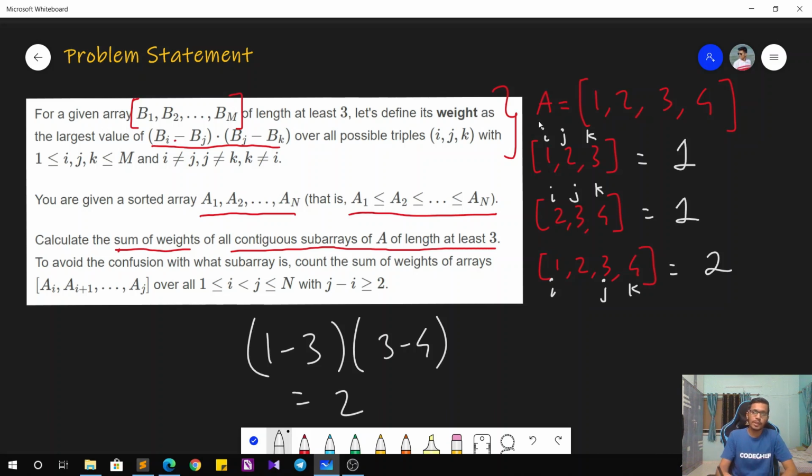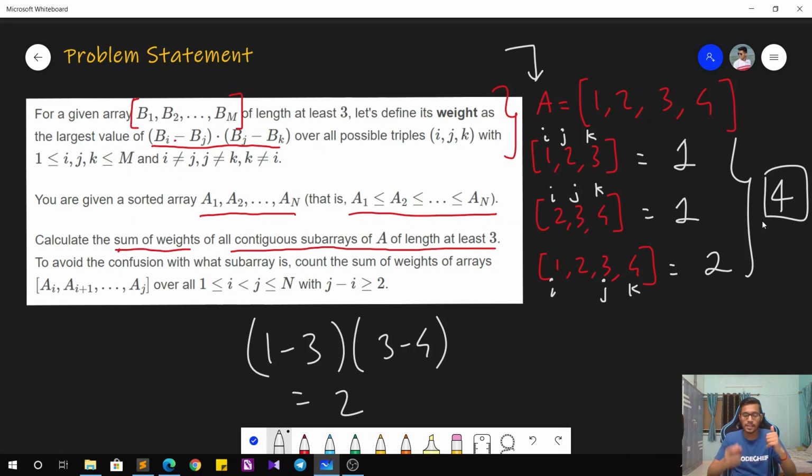So what is going to be the answer for this input array? The answer is going to be 2 plus 1 plus 1, that is a total of 4. We have to sum all the weights, the sum of weights of all the subarrays of length at least 3. So with this example, I hope the problem statement is clear.